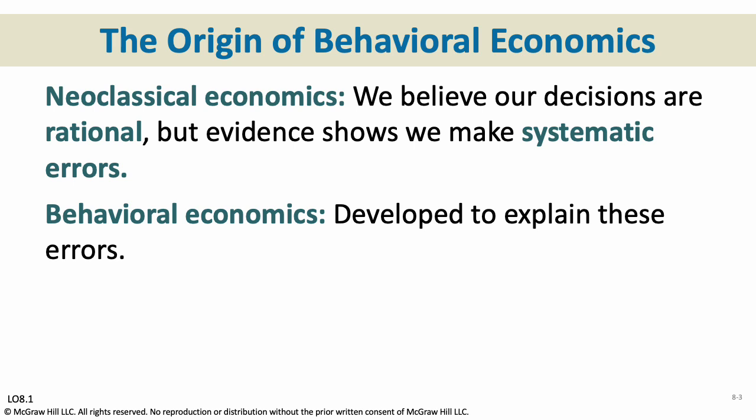So what's the origin of behavioral economics? In neoclassical economics, which is one of the older schools of economic thought, we believe our decisions are rational, but evidence shows that we make errors. So once again, we believe that consumers operate in that sense of rational self-interest, but it's pretty clear that people do make errors. And a lot of times people make what are called systematic errors, which are the same errors over and over again. So we needed another theory to explain this, and this is where behavioral economics comes into play.